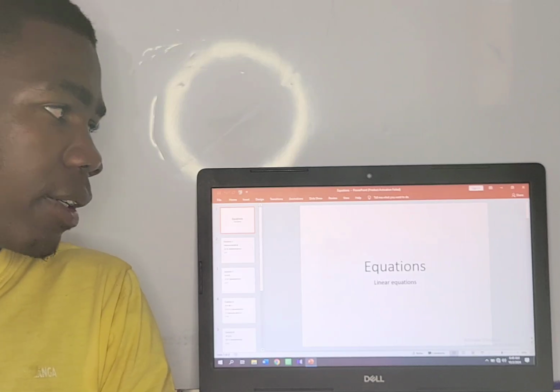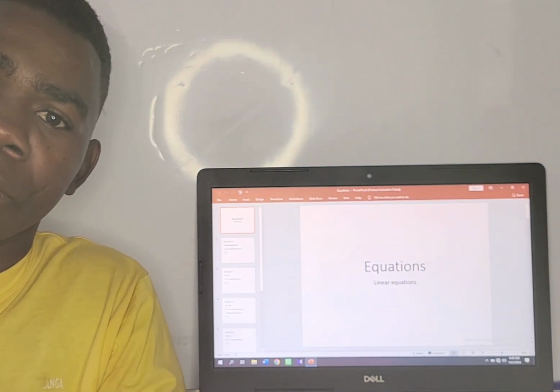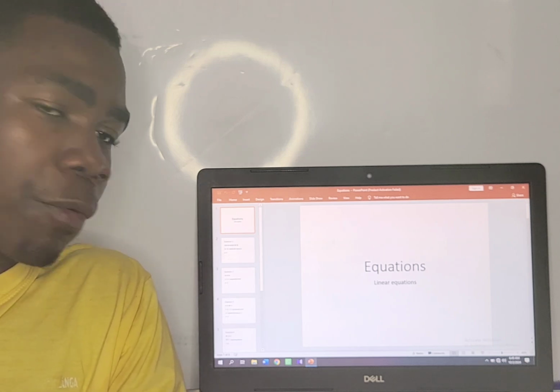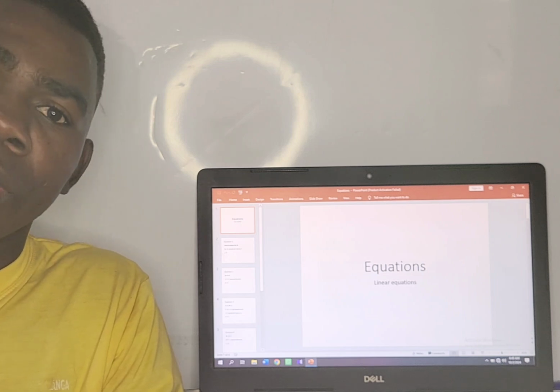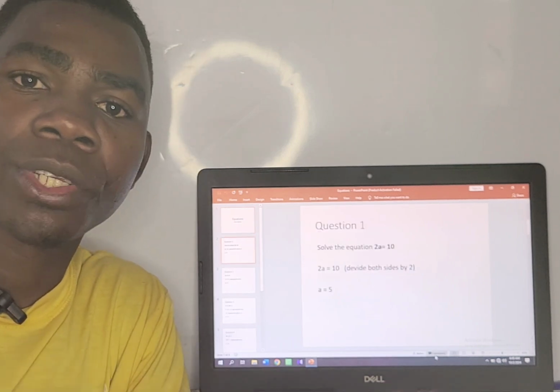So today we want to work on solving linear equations. We're going to work on equations, but we're going to focus on solving linear equations. So whenever you want to solve linear equations, you have to follow the following procedure.